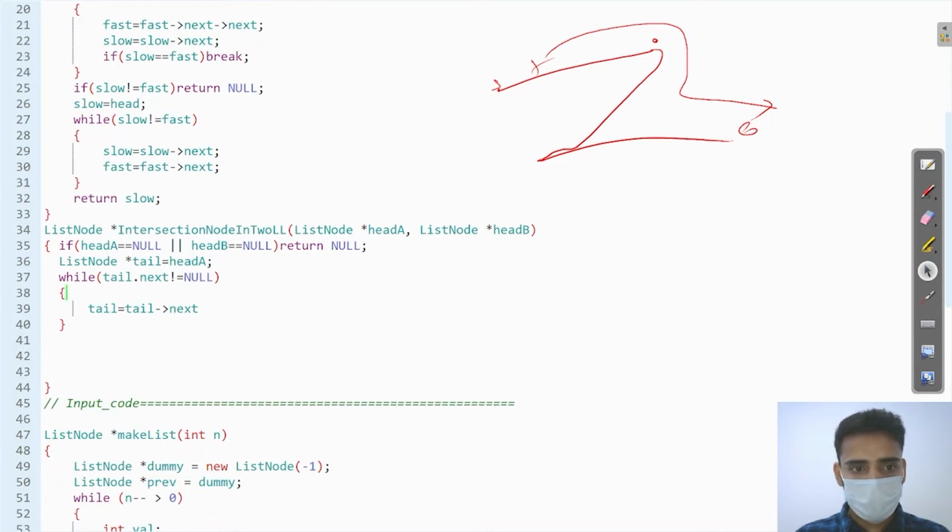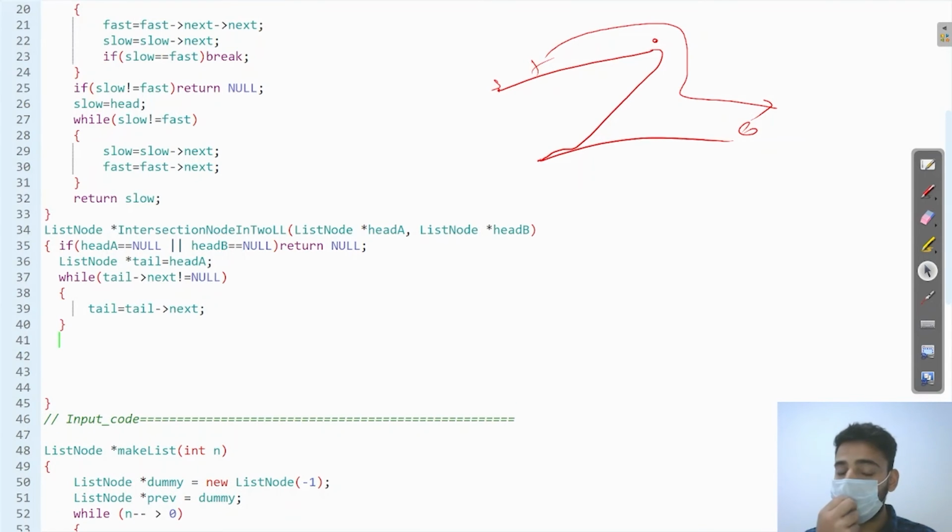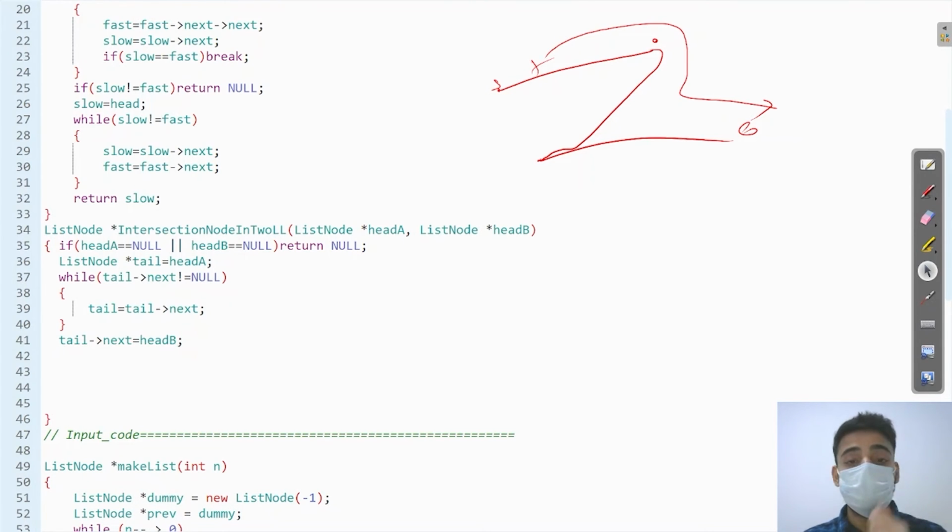We have to use arrows here also. Yes, this is done. When we come out of this loop, it means we reached the tail. After reaching the tail, we have to attach it with the head of the other one. So tail dot next will be equal to head of B. This is also done. And don't forget to undo the change that you have done. We are not allowed to make changes. So tail next will be equal to null.